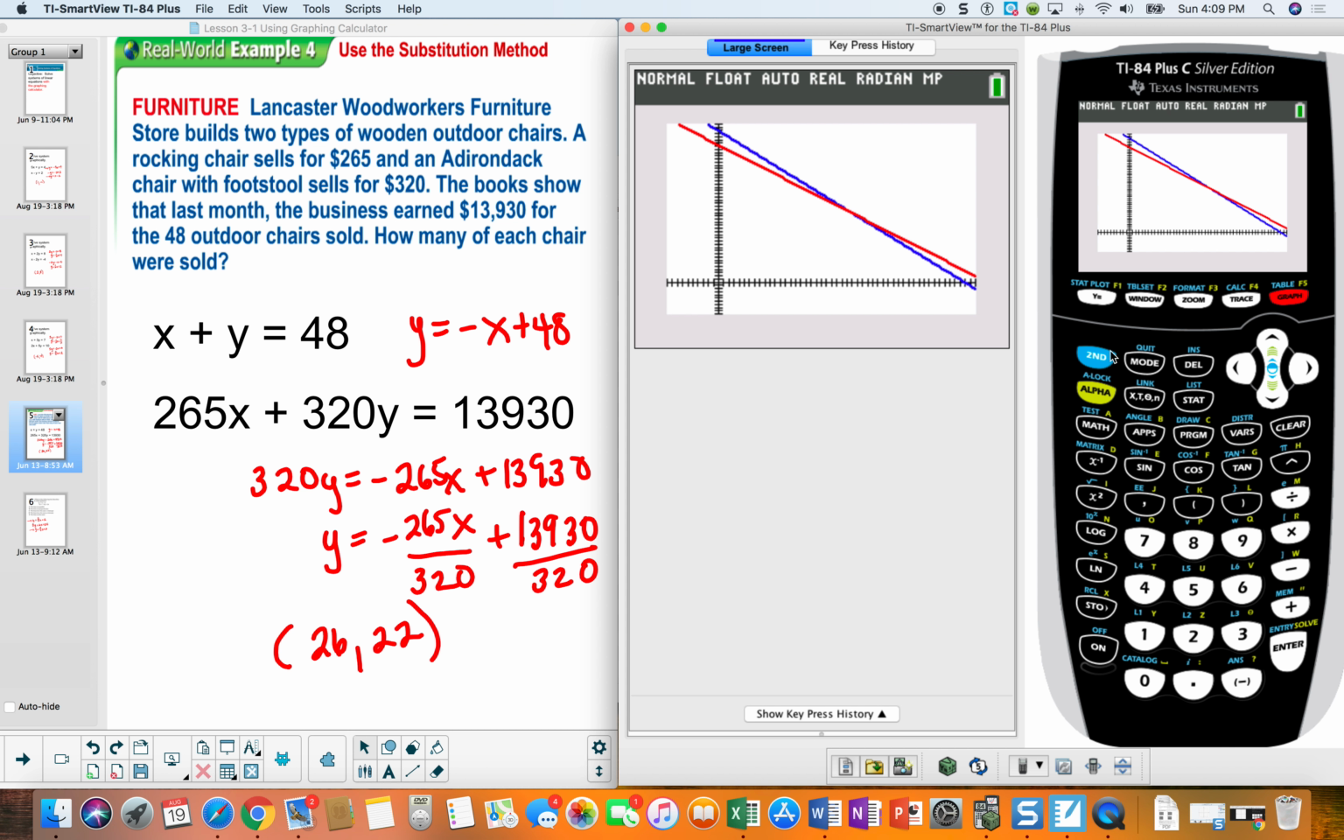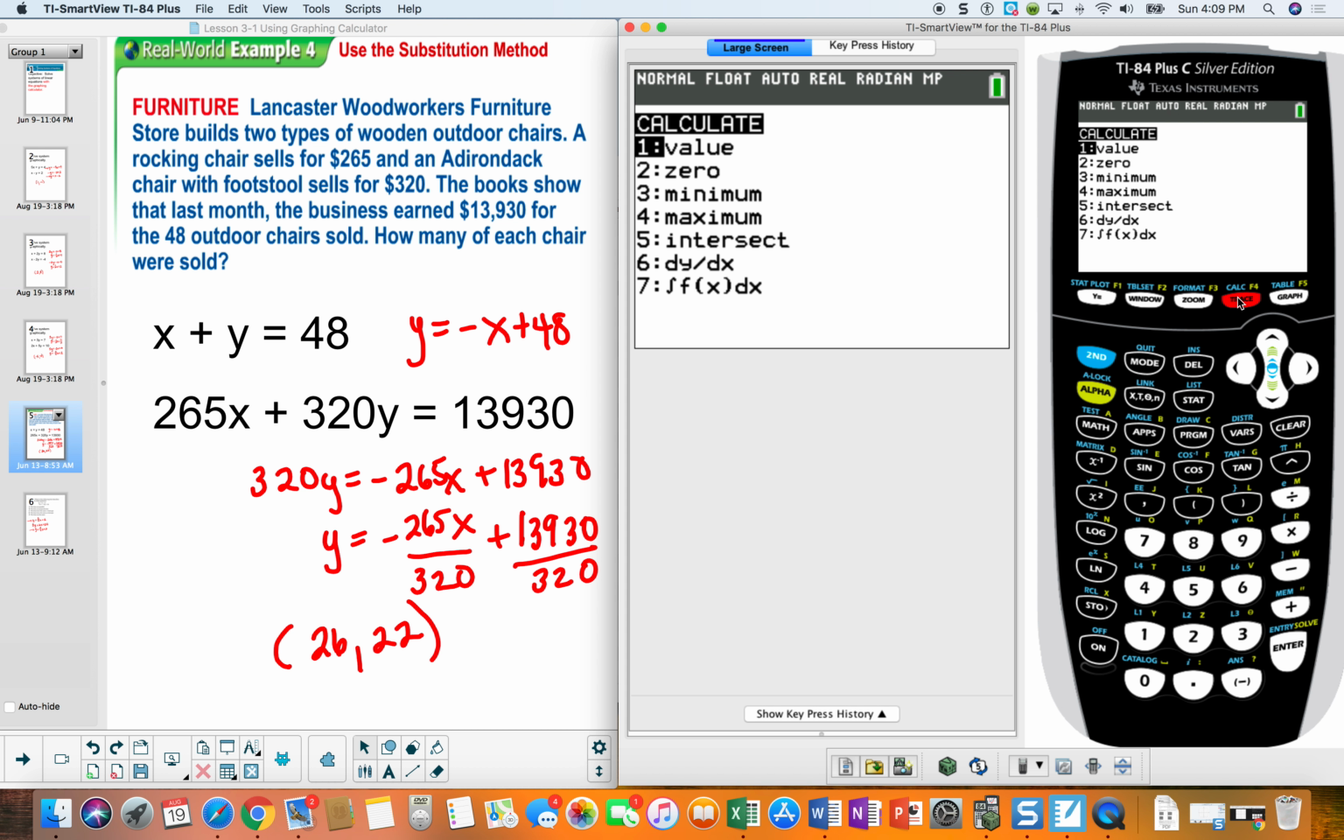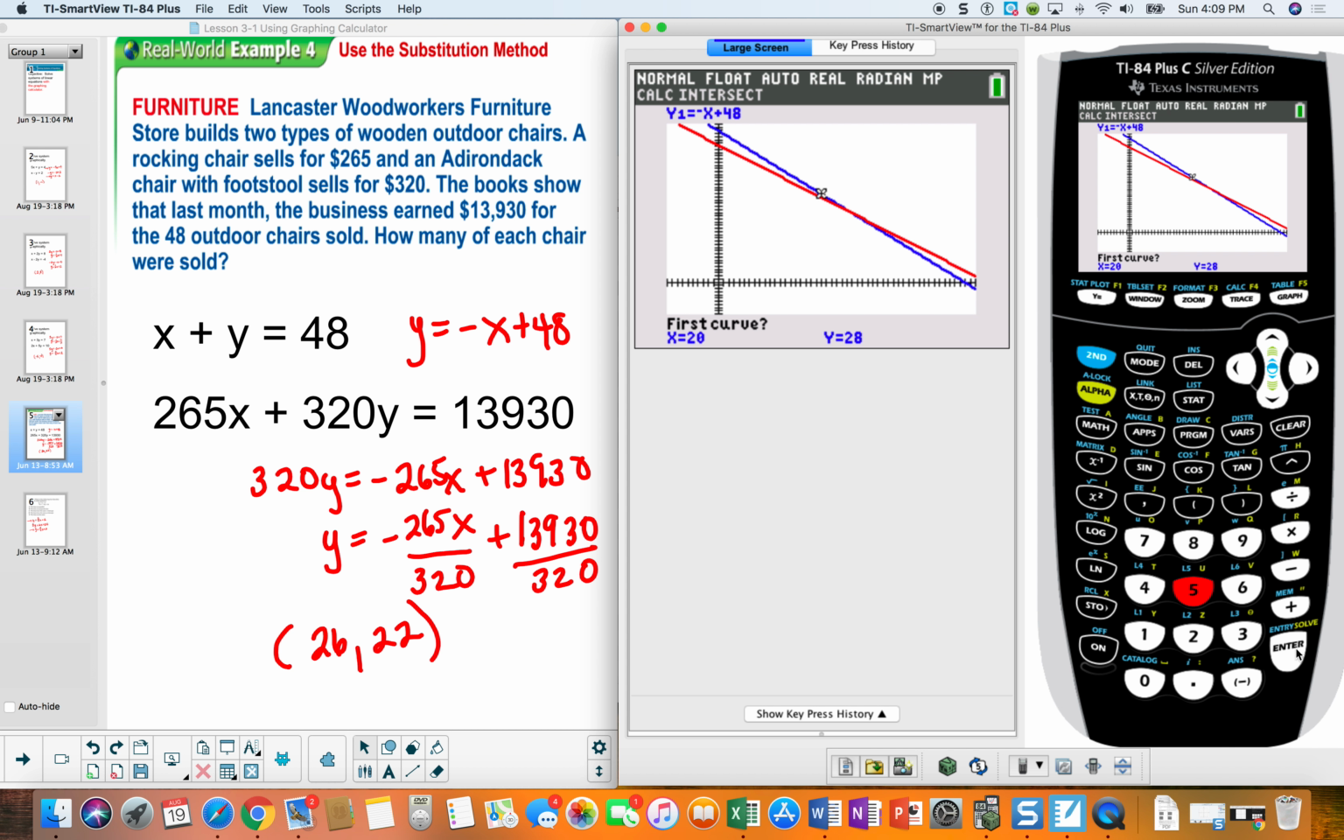So this looks like the intersection. Second, calc. I want to go 5 for intersect. I want to choose the blue one, yes. I want to choose the red one, yes. Don't worry about moving anything, it's close enough to the guess. Enter, and there's our answer, 2622, and that's what we got before.